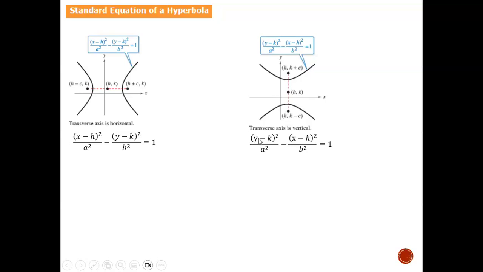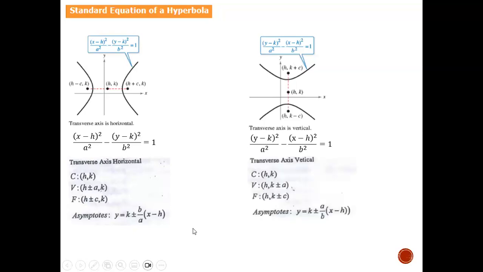In this form, the y is first, and then it's a subtraction of the x term. Over here, the x is first, and you subtract the y. A squared is always under the first one, whether it's the x squared or the y squared. The a squared is under the first term that you see. So here's the information we're going to pull when the transverse axis is horizontal for your center, your vertices, and your foci. And these also have asymptotes. You have an equation here for the asymptotes.